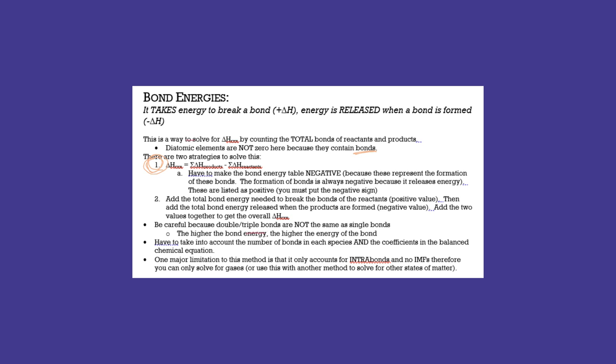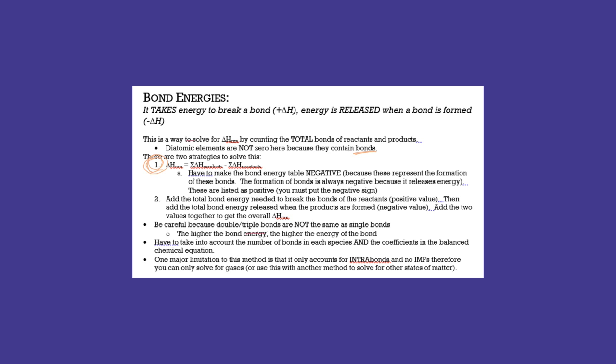Be careful when you're reading the bond energy table because double and triple bonds are not the same as single bonds. On the AP test, they're not going to give you a giant table. They'll give you a small table and you'll pull values off of it. But you still have to know that the higher the bond order, the higher the energy of the bond. So a triple bond will have more energy than a double and a single, respectively. You also have to take into account the number of bonds in this case.